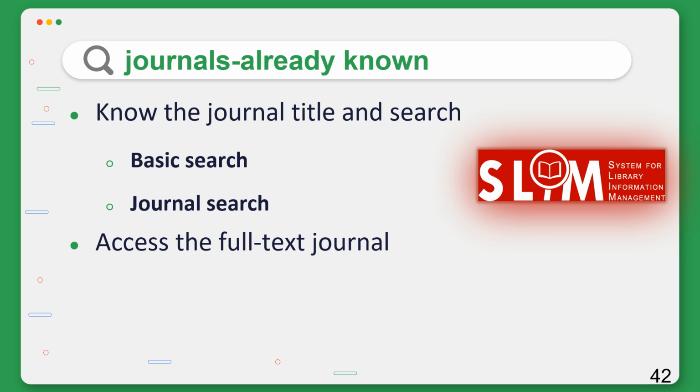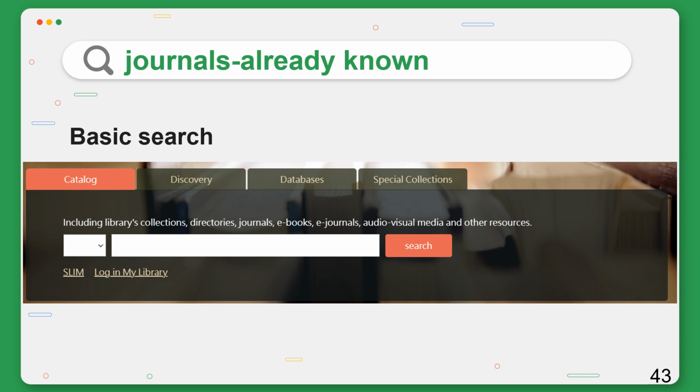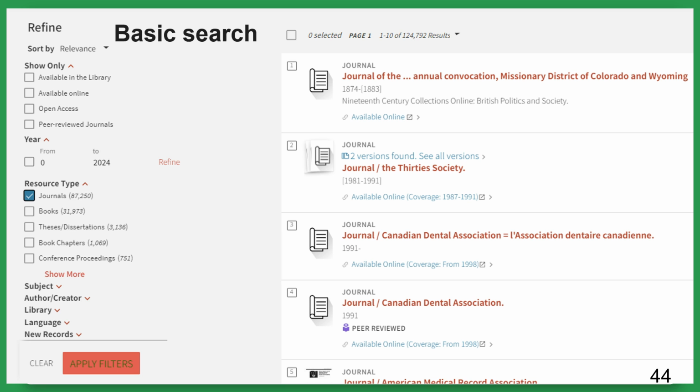If you already know about a journal and want to see if our library carries it, it's straightforward. Just use the search function through our link system. I will introduce basic search and journal search. To learn more about the techniques in searching journals and accessing the full text, here are some further readings for you. For basic search, just type the journal name or ISSN in the search bar.